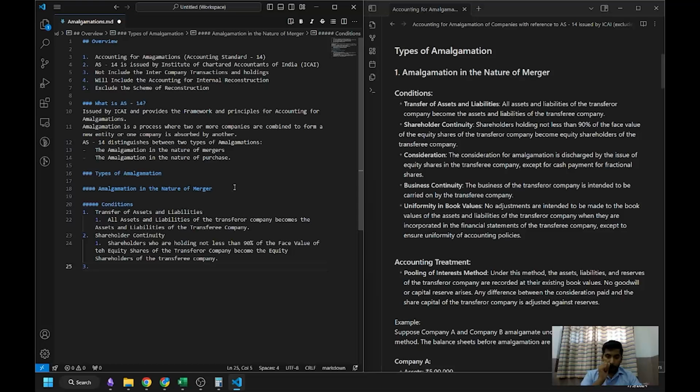Okay. Then third is the consideration. The consideration for amalgamation is discharged by the issue of equity shares in the transferee company, except for cash payment for fractional shares.